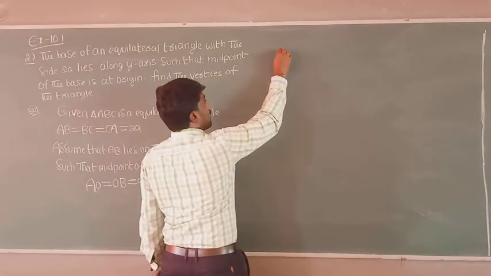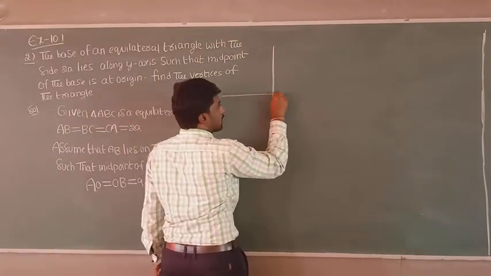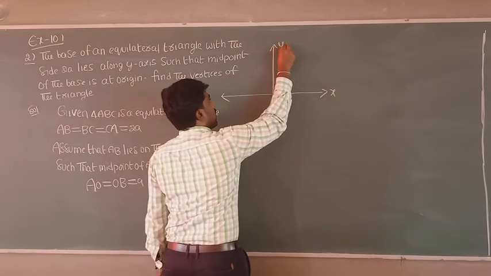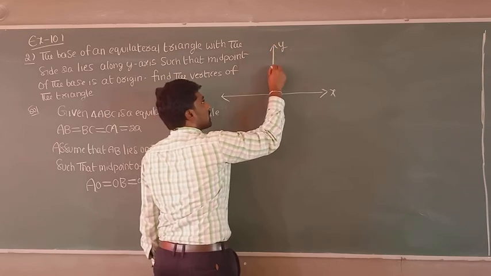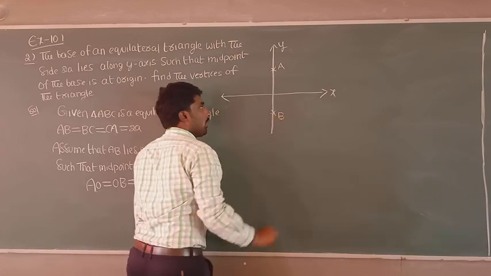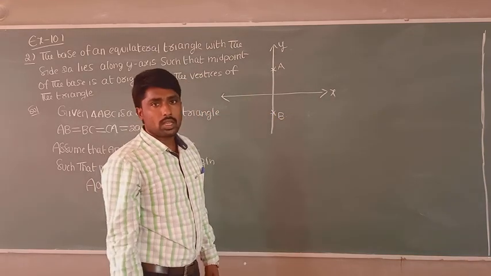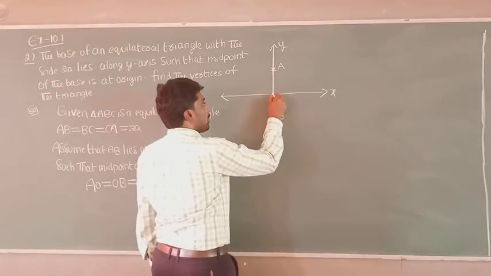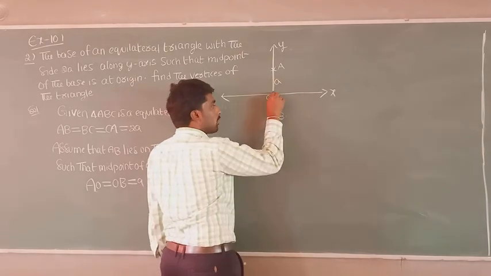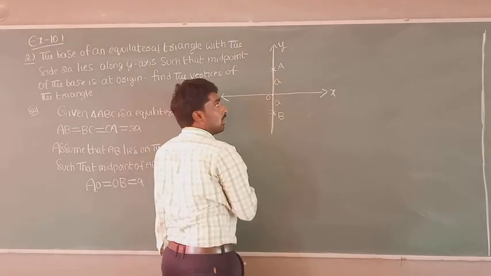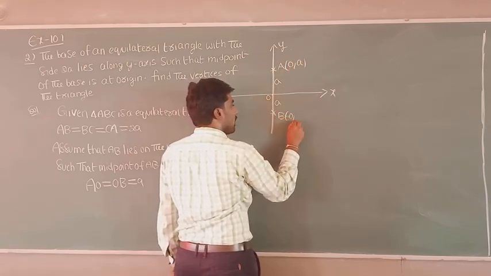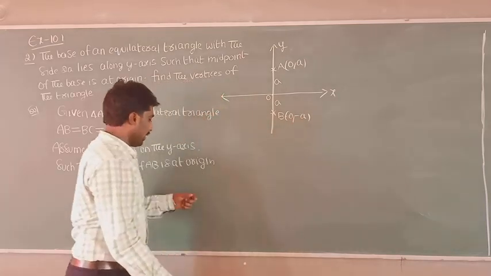All of you listen here. You see here, y-axis, x-axis. So this is the y-axis. What they mention? AB lies on the y-axis. So this point is A, this point is B. If any point lies on the y-axis, x coordinate is 0. So this is the midpoint O. From O to A the length is small a. From O to B the length is small a. So the coordinates of A is 0 comma a. The coordinates of B is 0 comma minus a.